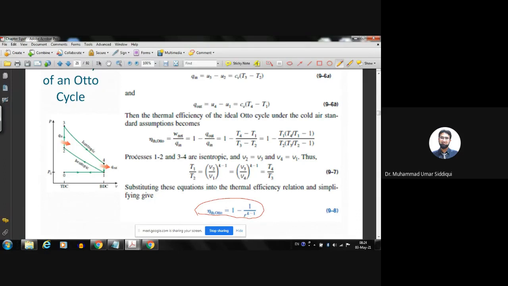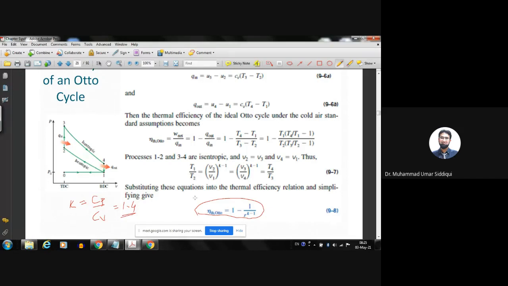If you remember, we studied the value of K, or the formula of K, in chapter number 4. K is basically Cp upon Cv, and for the case of air, its value is 1.4. This is something that we already know. So if it is a cold air standard condition or constant specific heat condition, then this formula can directly predict the efficiency of an Otto cycle.